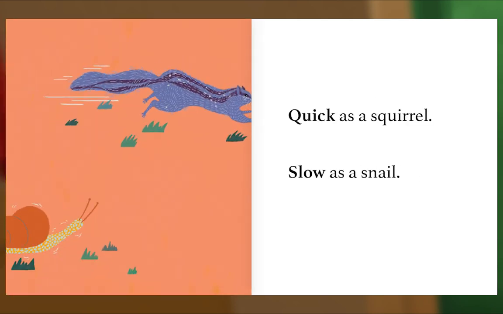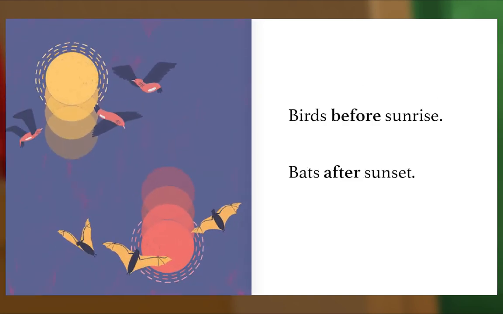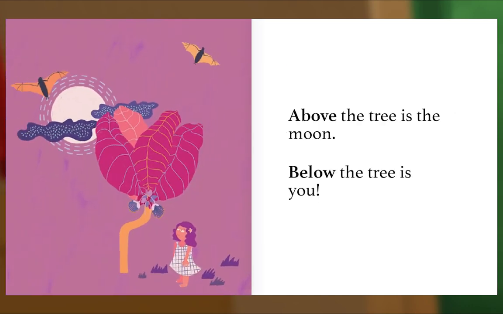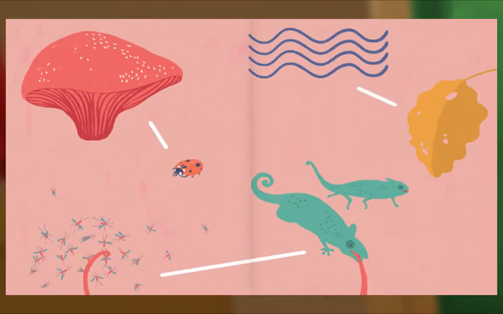Quick as a squirrel, slow as a snail. Birds before sunrise, bats after sunset. Above the tree is the moon, below the tree is you. The end.